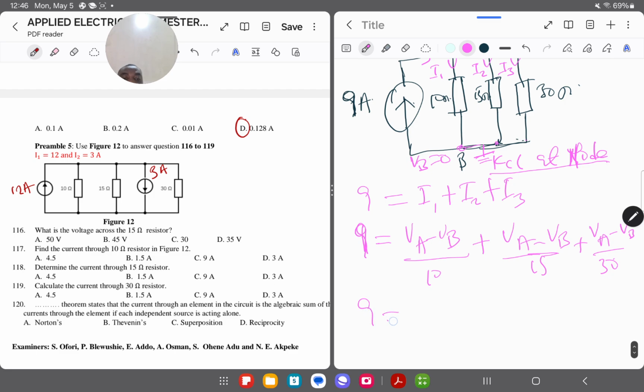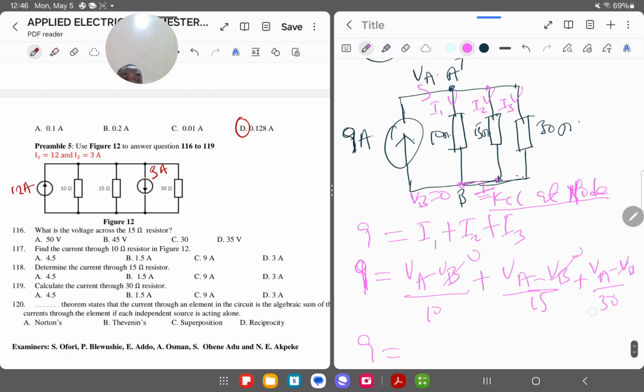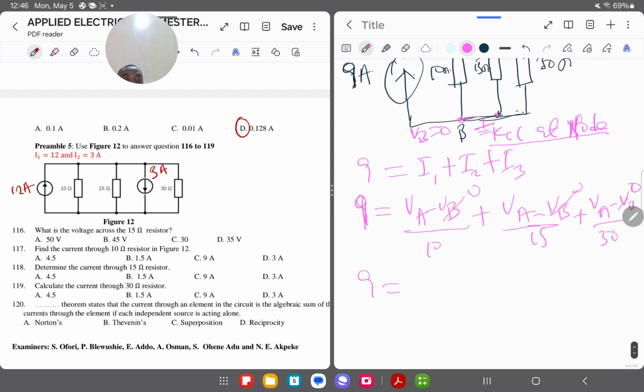So with this, I have VB is 0 for all these cases. So I just have VA over 10 plus VA over 15 plus VA over 30. Now you solve for VA in this case. So this is not the only way you can solve this. You can even use the current division rule. I'm just doing it this way. This just comes into my mind at the moment.